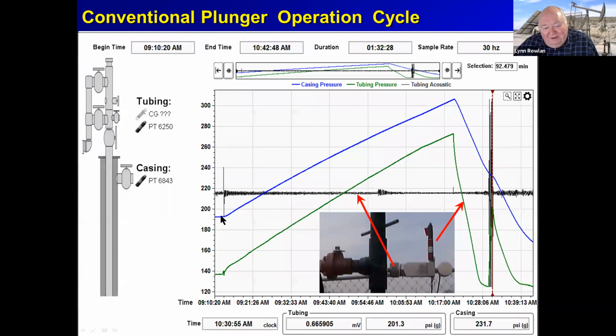And here's the data we collect. Here's the pressure in the casing versus a cycle. Here's the pressure in the tubing versus a cycle. And here's shut in from this point to that point. Here's unloading. Here's the acoustic signal, and there the plunger's falling. You can see the plunger falling. You can see the plunger at liquid. And then it's on bottom about right there.